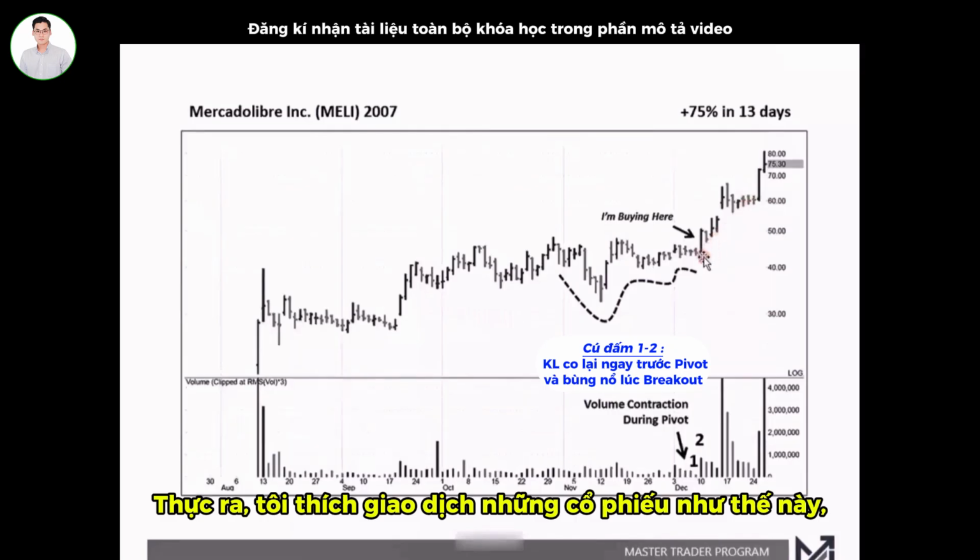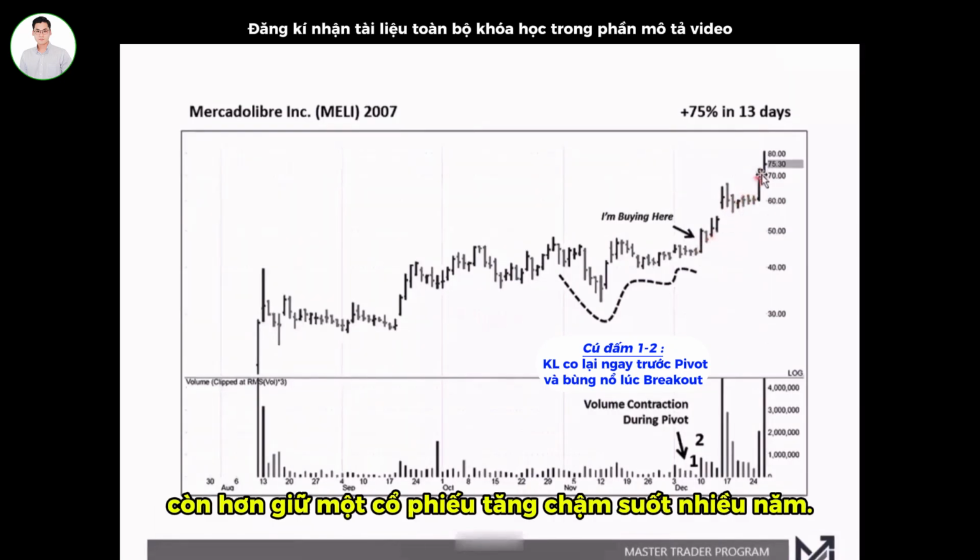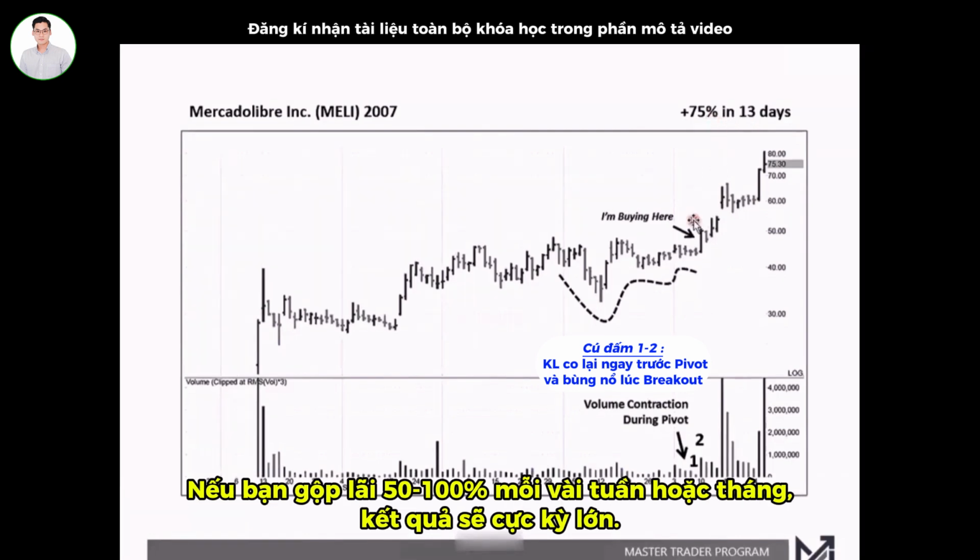I'd actually rather have, if you could give me these stocks all day long, I'd take these before the big giant multi-year movers, even the really big movers, because if I could compound 50, 75, 100% every couple weeks or even every month or two, oh boy, what a return you can rack up.